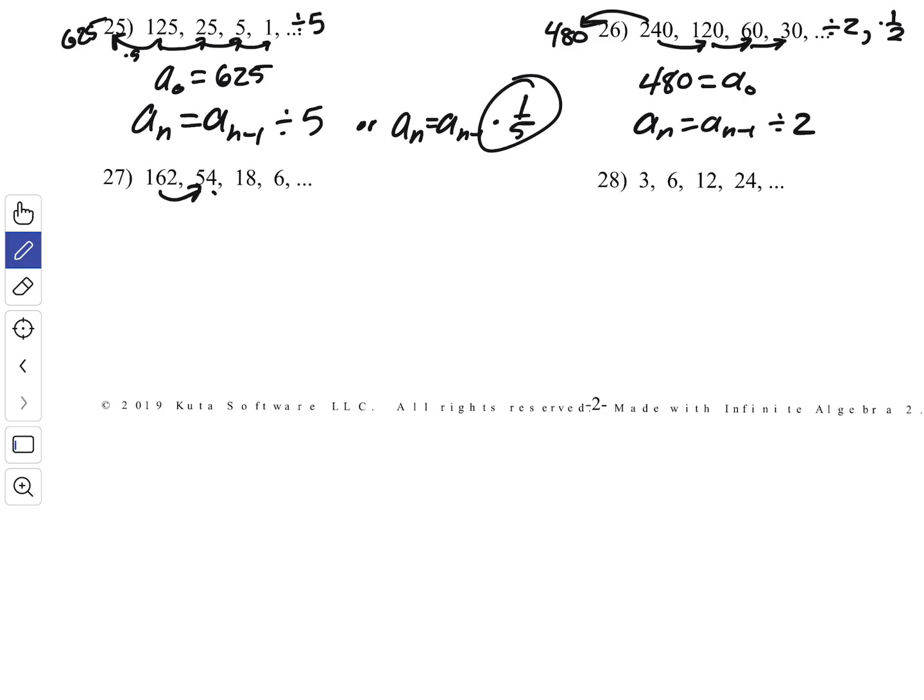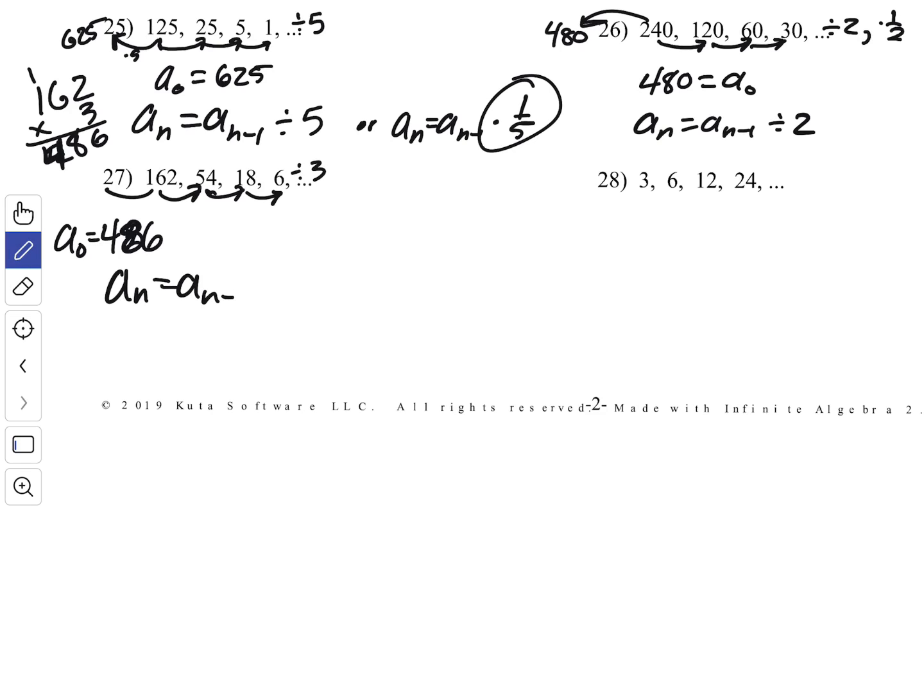Last two, 162 to 54, may not make much sense. Neither 54 to 18, but 18 to 6, I definitely know I'm dividing by 3 there. Okay, so going backwards, I'd times by 3, and I would get 6, 18, 286. That doesn't seem right. 4, duh. 3 times 1 is 3, plus 1 is 4. 486. So 486 for a sub 0, and a sub n equals a sub n minus 1 divided by 3, or times 1/3.